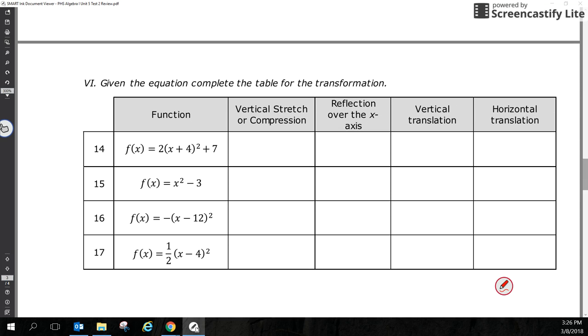All right. Number 14, we've got a transformation table. So we've got some equations. We want to see if they have a vertical stretch or compression. So looking for a vertical stretch or compression, remember, we're looking for a number out front. If the number is bigger than 1, it's a stretch. If it's less than 1, it's a compression. So here I have 2, which is bigger than 1, so it's a stretch.